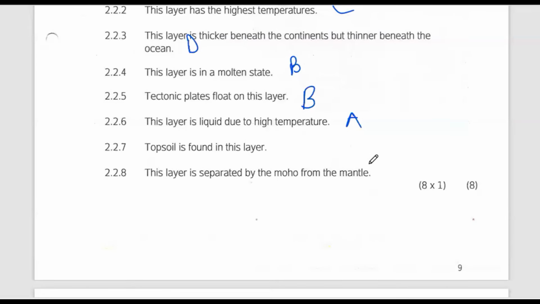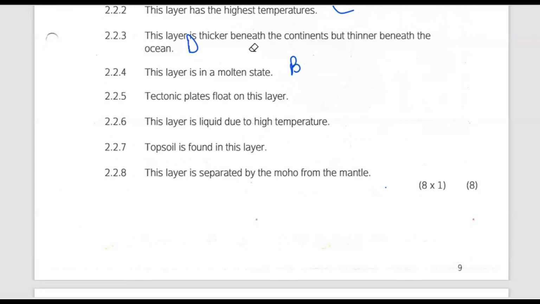Topsoil is found in this layer. That is the crust. We find it in layer B. Then separated by the mold from the mantle is B again. We talked about that. So those are the correct responses from question number 2.2. Right.